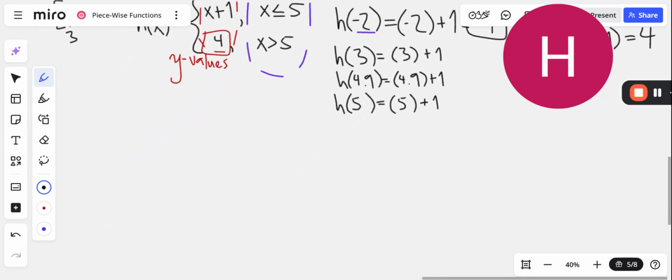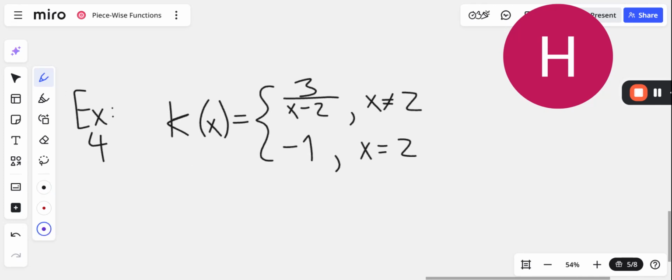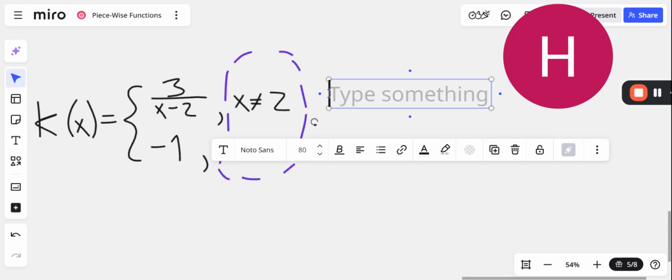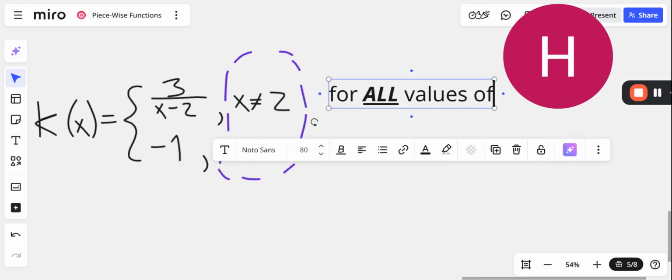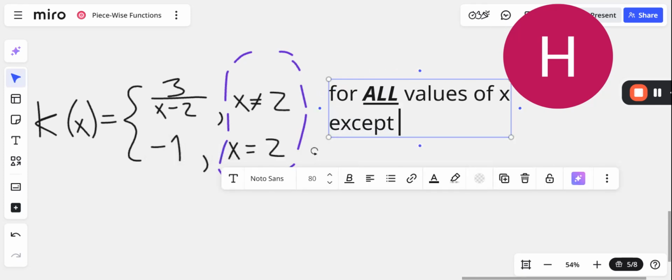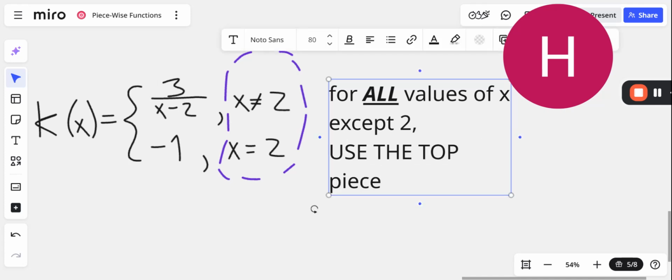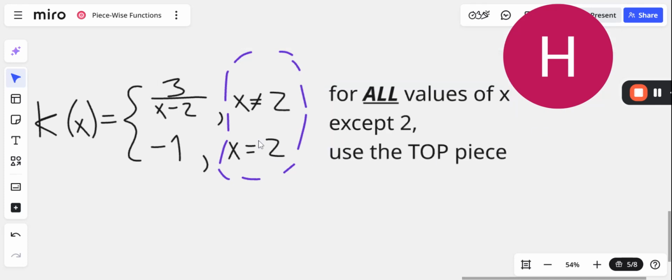All right, we'll finish up with this, which has a rational function and a little bit of a tricky domain to it. You'll notice that we don't have the inequalities here. So what exactly does this notation mean? What this means is that for all values of x except 2, use the top piece. Pretty simple. So that's what this x not equal to 2 means.